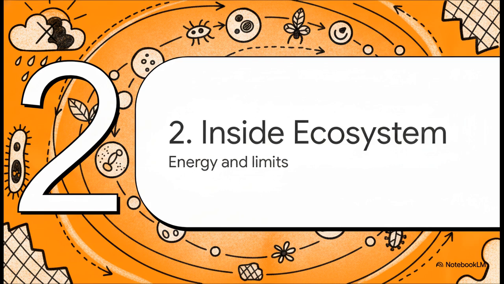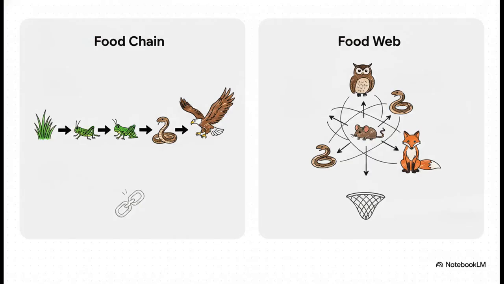Moving on to Section 2, inside the ecosystem. Let's talk about how energy flows and what actually limits the growth of these communities. So you've got food chains and food webs. A food chain is super simple. It's a linear, one-way path. Grass gets eaten by a grasshopper, which is eaten by a frog, then a snake, then an eagle. Straight line. But, as you probably guessed, nature is rarely that simple.